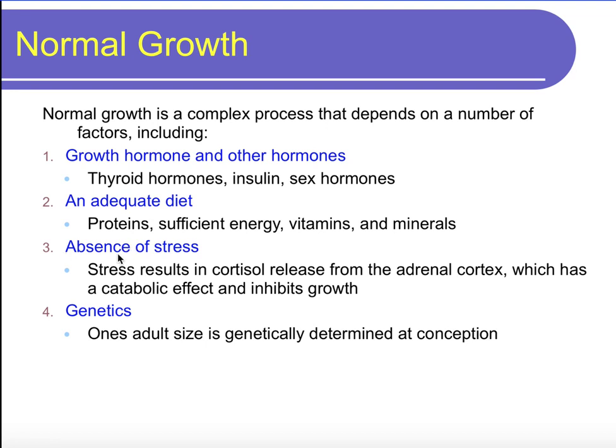Another is an absence of stress. Now, this doesn't mean you can't stress your kids out at all, but we don't want excessive stress, because stress results in cortisol release. And cortisol is going to, again, have an overall catabolic effect on the body, and so it will inhibit growth. And then your genes play a role. One's adult size is genetically determined at conception.